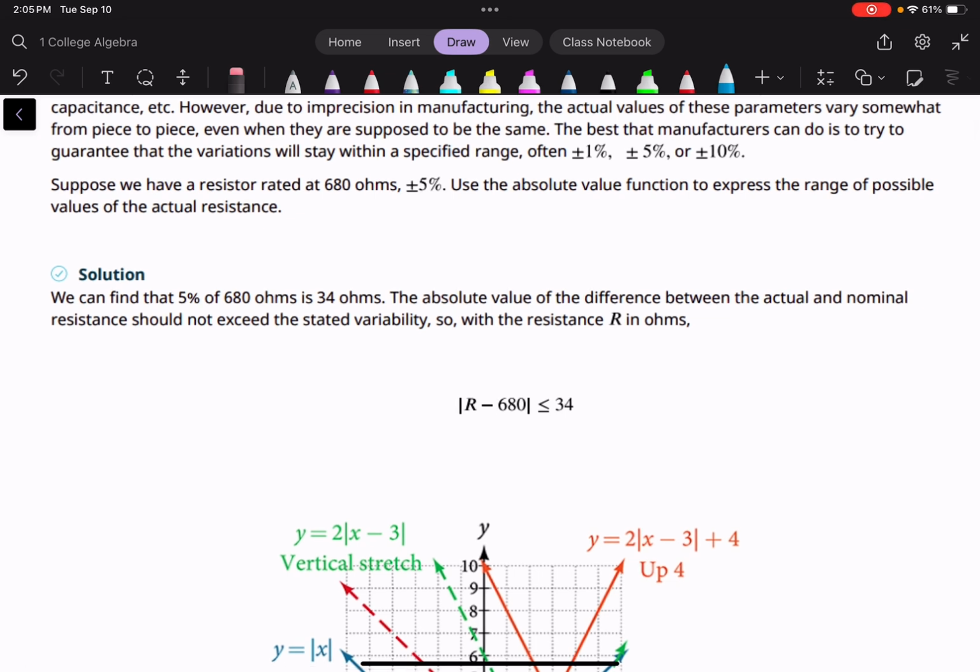Anyway, so we have this resistor that's ideally supposed to be 680 ohms, but due to these natural variations in manufacturing, it's going to be plus or minus 5%, and we want to know the values of that. And so the first thing we need to do is figure out what 5% of 680 is. We could just do that by finding the percentage here, and we'll find out that that's 34 ohms.